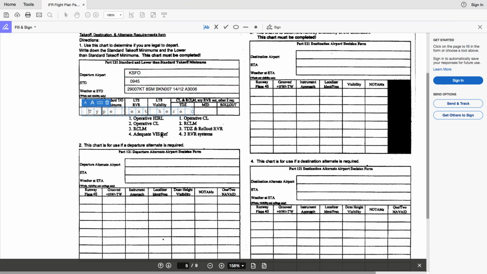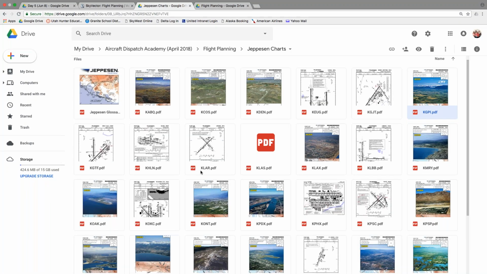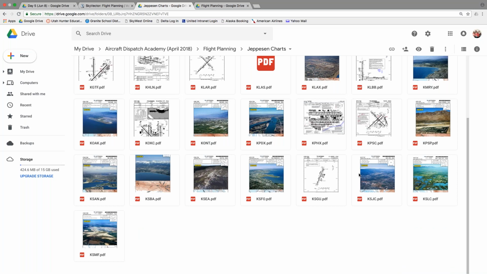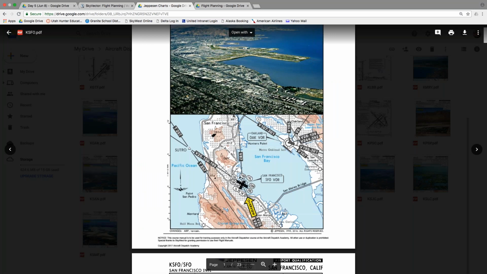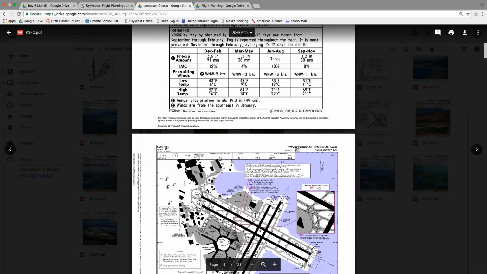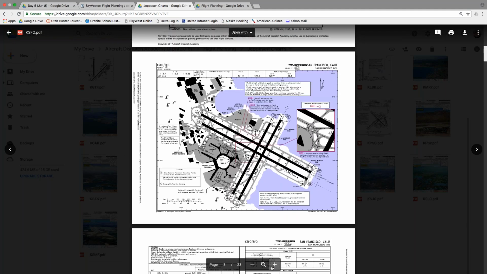Okay. Runway that we're going to take off. Let's go pick a runway real quick. So our winds are 290 at 7 knots. Okay. Looking at San Francisco Airport and doing the best for winds. We've got, can everybody see it?